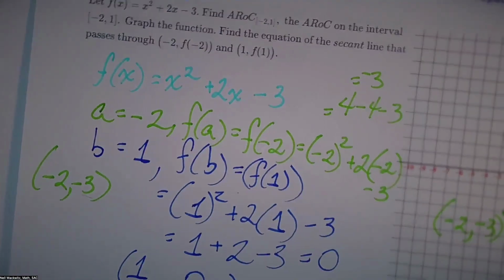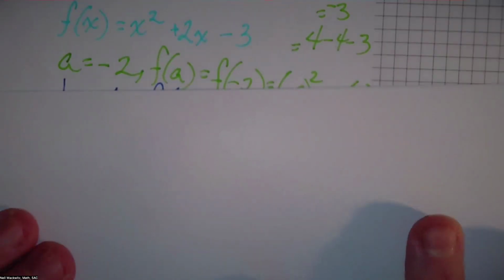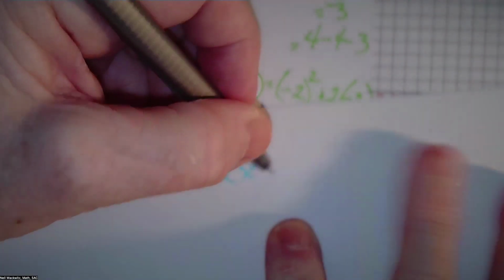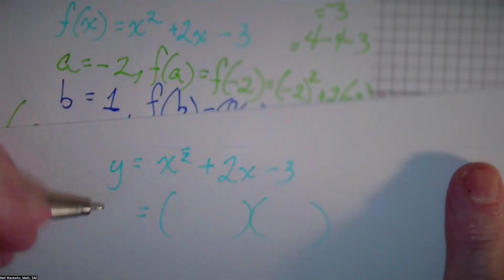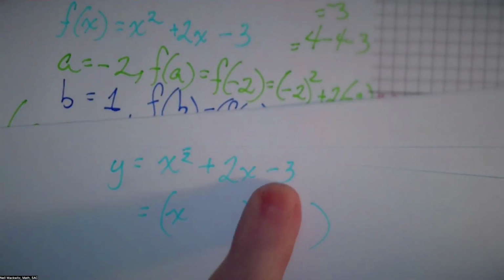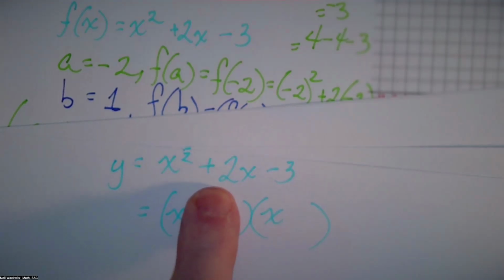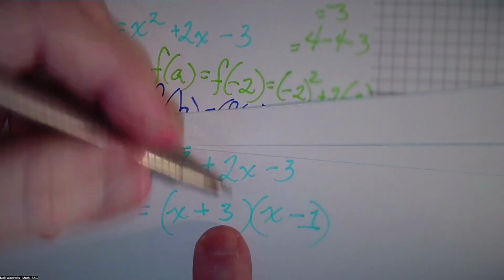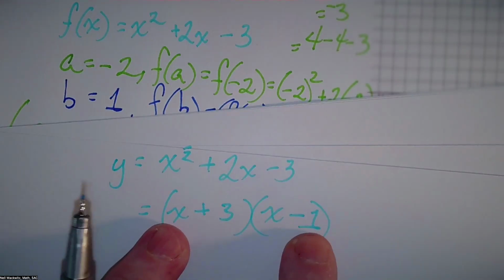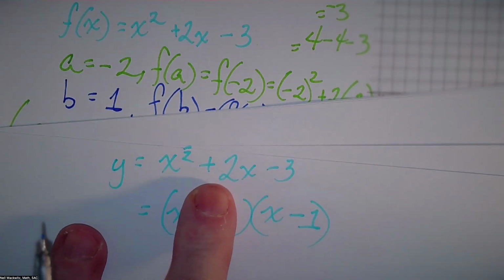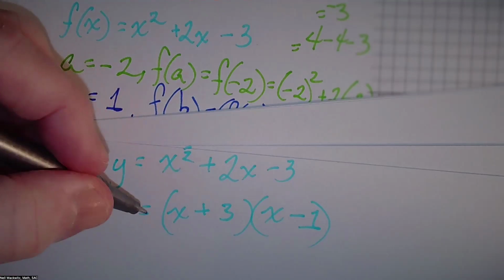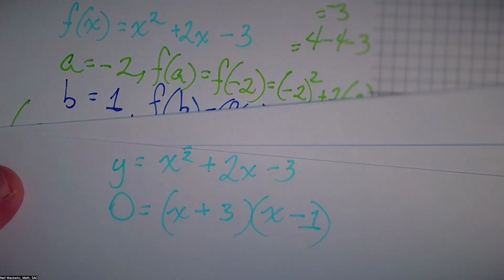Let's do all of this work on another page. I can see that for y equals x squared plus 2x minus 3, the two numbers whose product is -3 and whose sum is 2 would be positive 3 and negative 1. 3 times x is 3x minus 1 times x, so 3x minus 1x is 2x, and 3 times negative 1 is indeed negative 3. That tells me that when y is 0, x will be either negative 3 or 1.